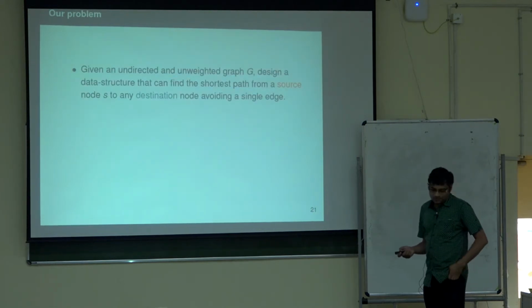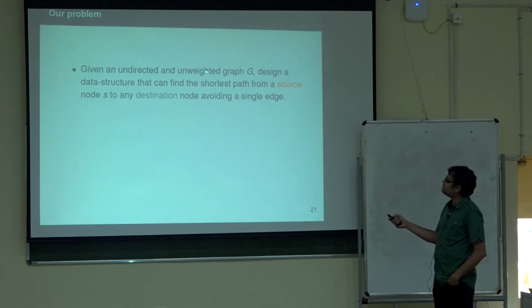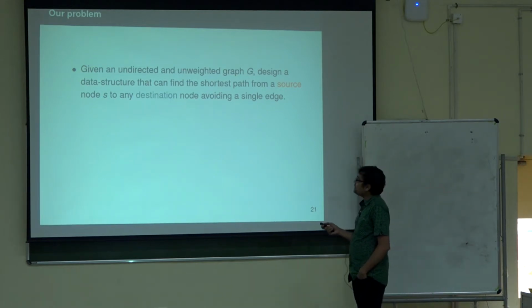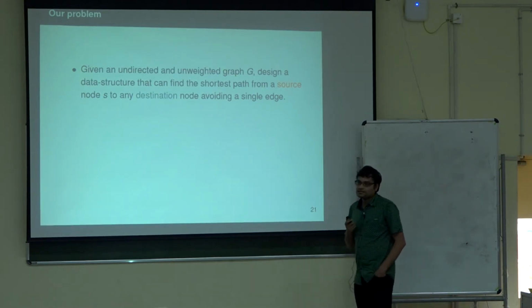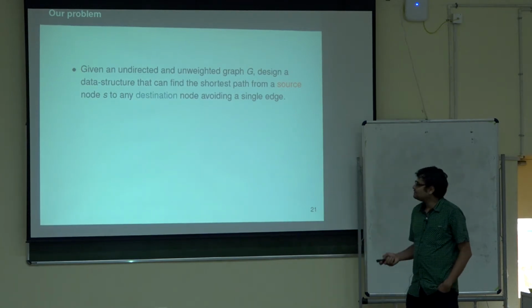But now, suppose I change this problem slightly. Given an undirected unweighted graph G, you have to design a data structure that can find the shortest path from a source S to any destination, avoiding a single edge. So we have to avoid a single edge.